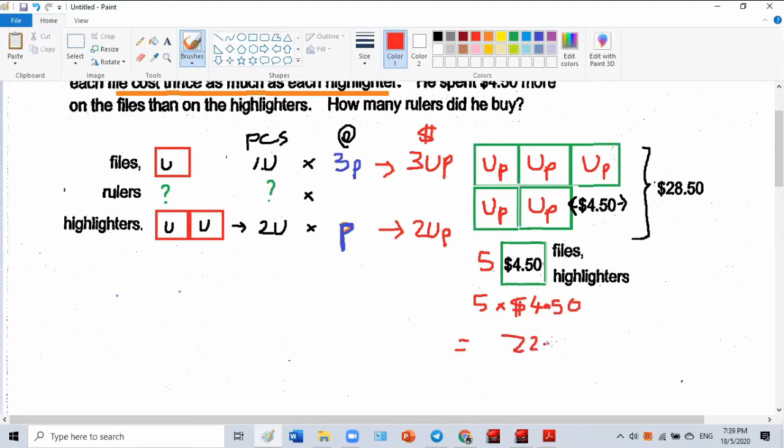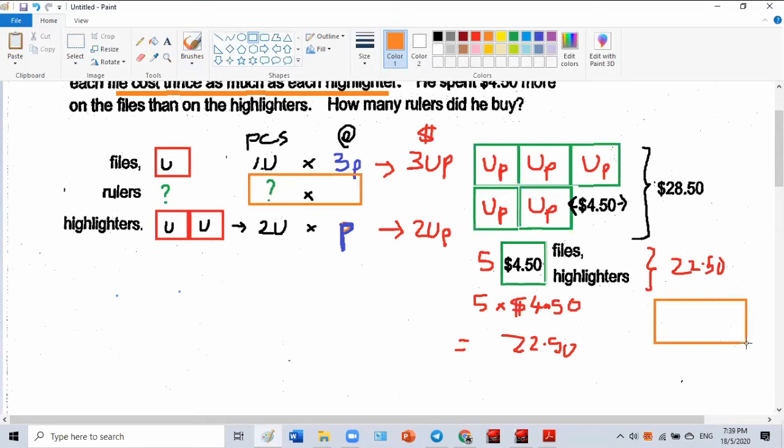$22.50. Oh, $22.50. Hey, this is for the files and highlighter, no? Then where does the difference come from? Must be from this ruler, right? Yes or not? Get it or not? I haven't settled the ruler, no? This is a ruler, yes?